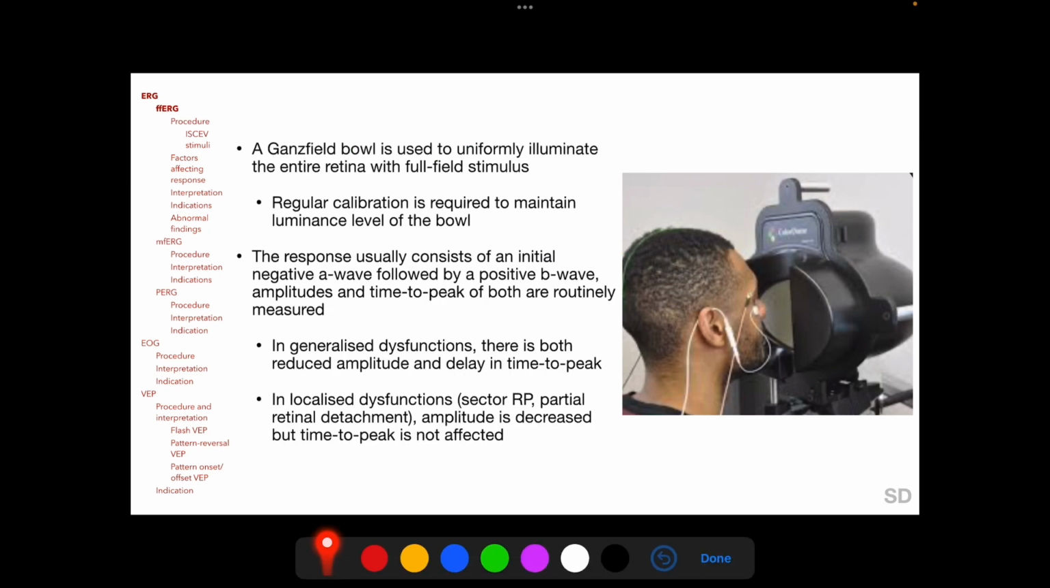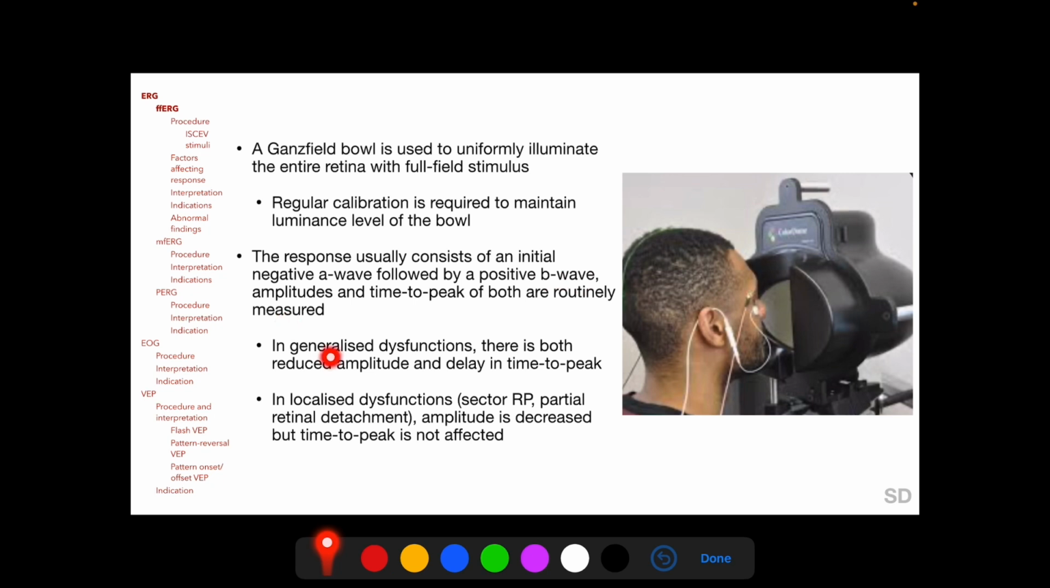In full-field ERG, a Ganzfeld bowl is used to uniformly illuminate the entire retina. This is the Ganzfeld bowl, and the response usually consists of an initial negative A wave followed by a positive B wave, and the amplitudes and the time to peak of both the negative A wave and the positive B wave are routinely measured.